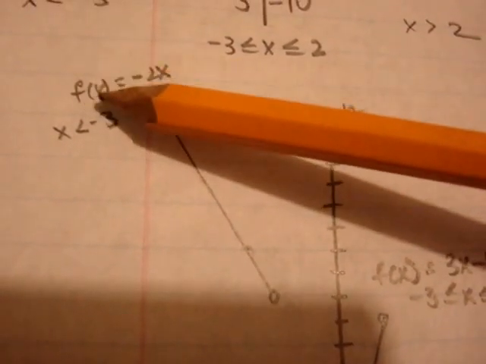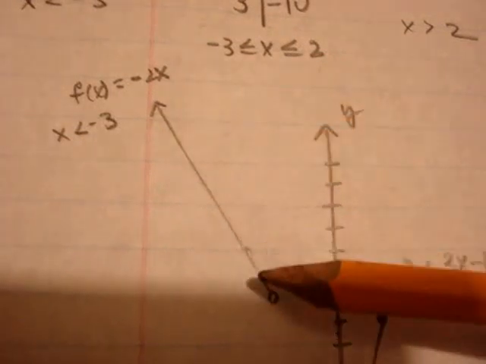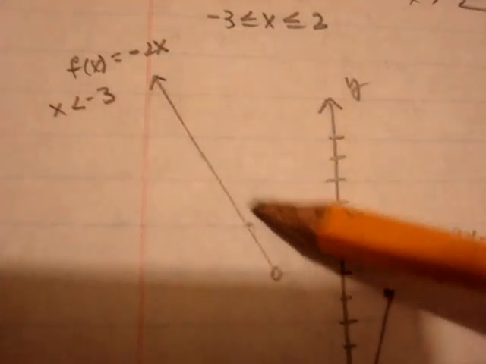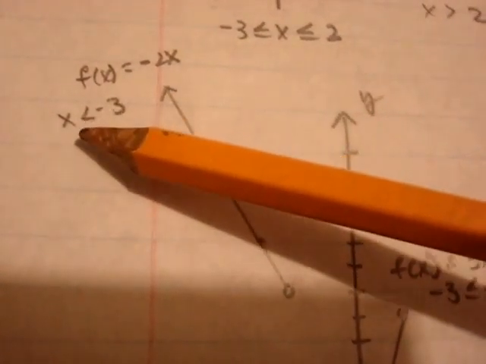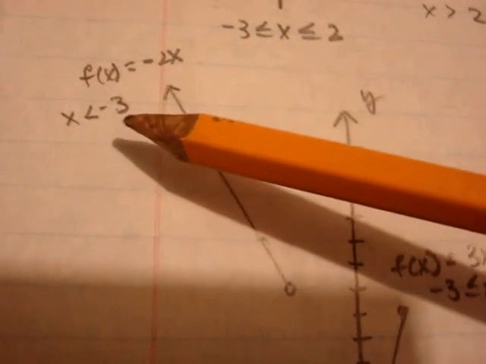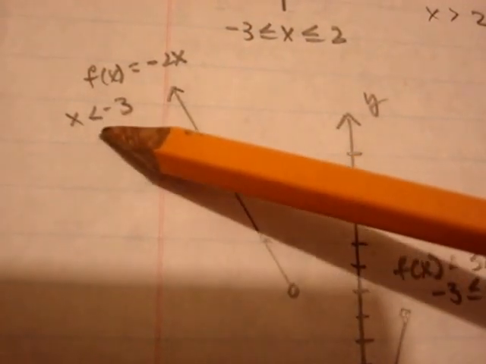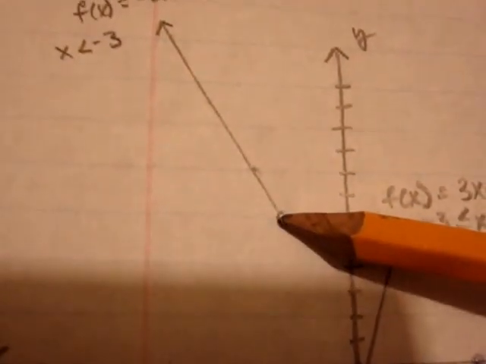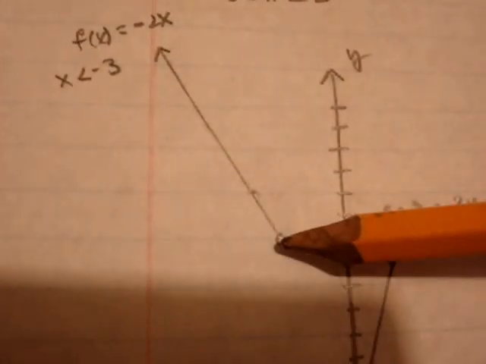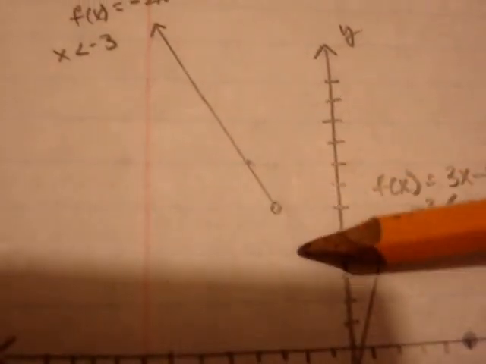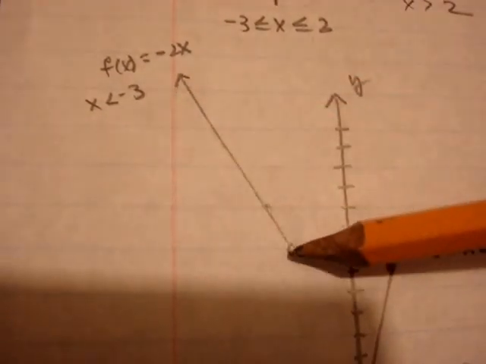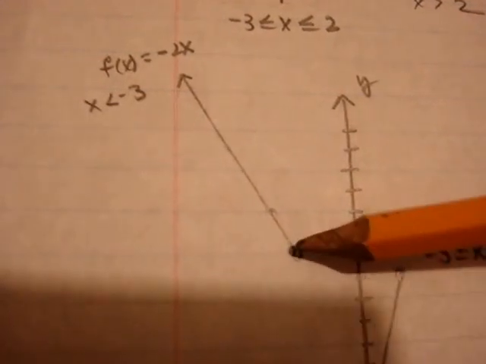F of x equals negative 2x is a linear equation, so the graph is linear. And why do you go up like that? Because the restriction said it is less than negative 3. And it's an open circle because there's no equal sign right here. Normally, the linear graph will go down like that. But since there's a restriction, you cut out all of this, and then you just go up.